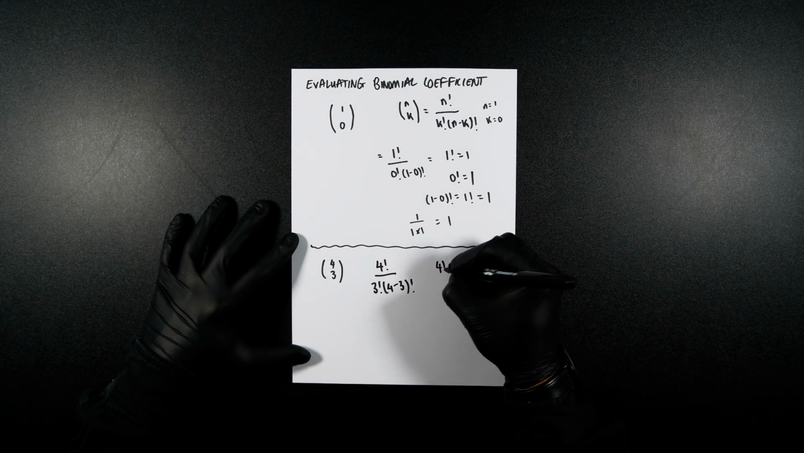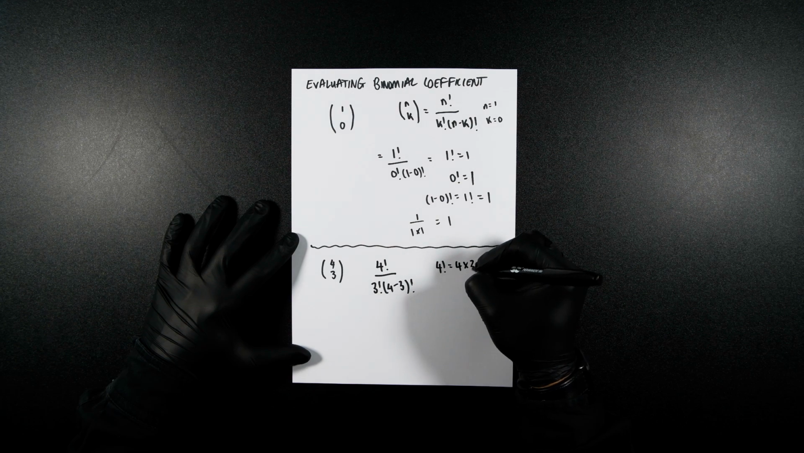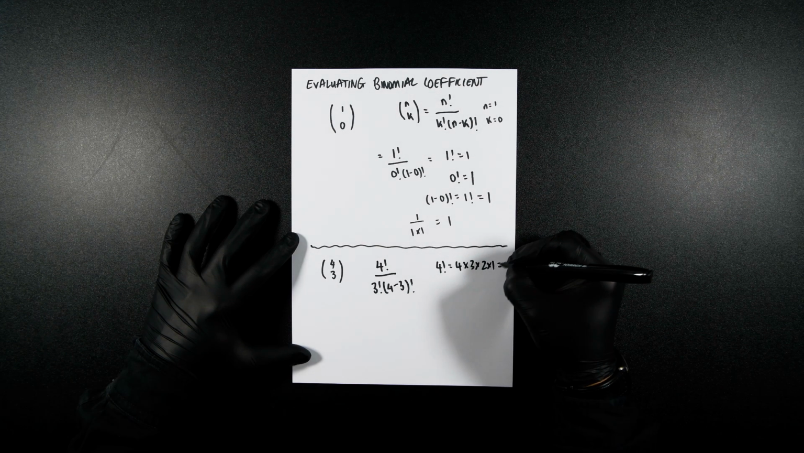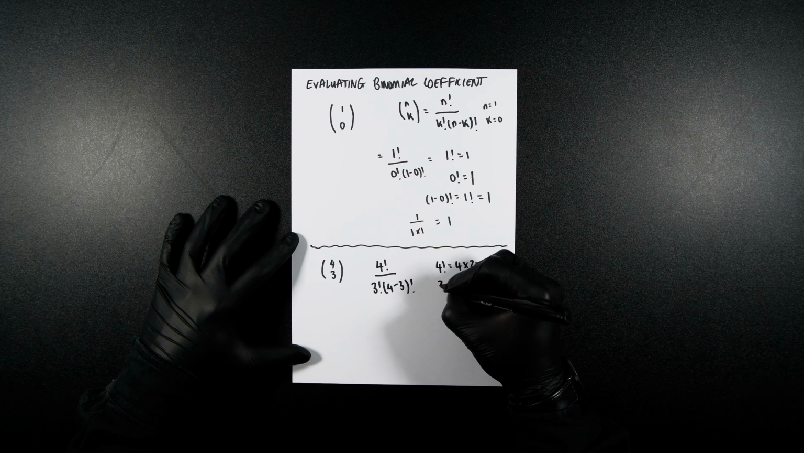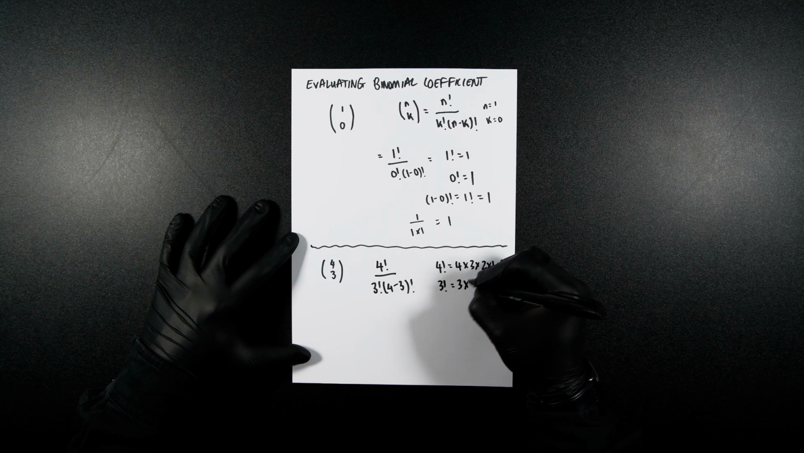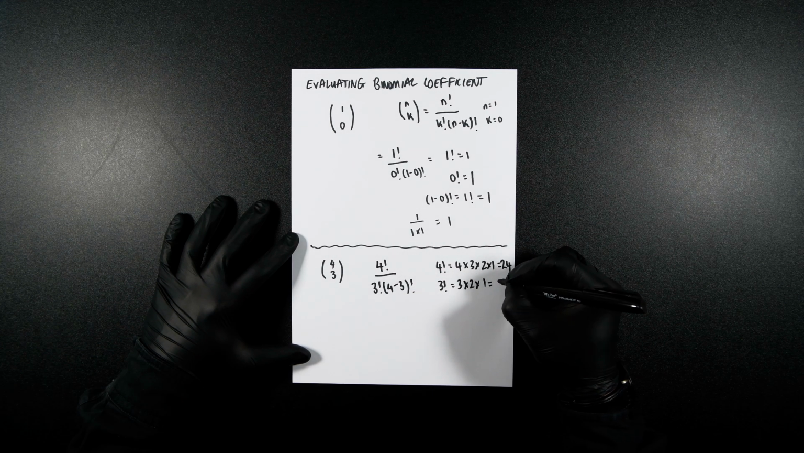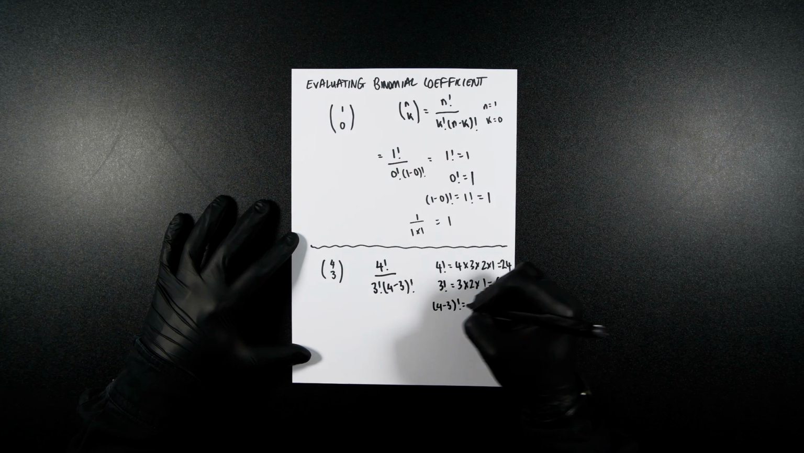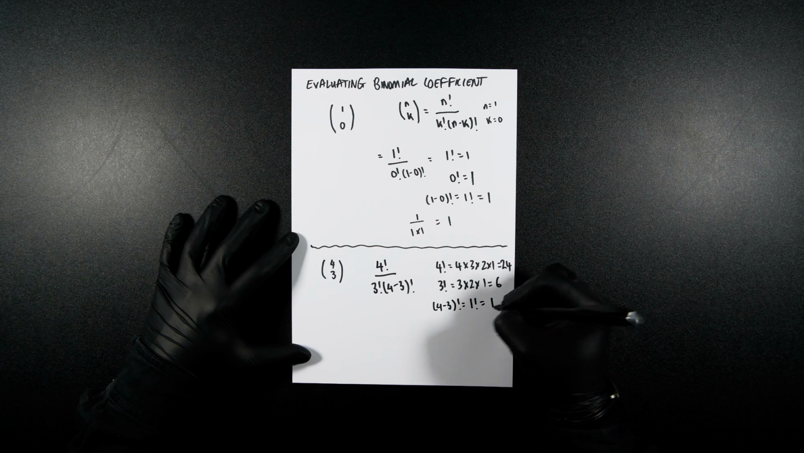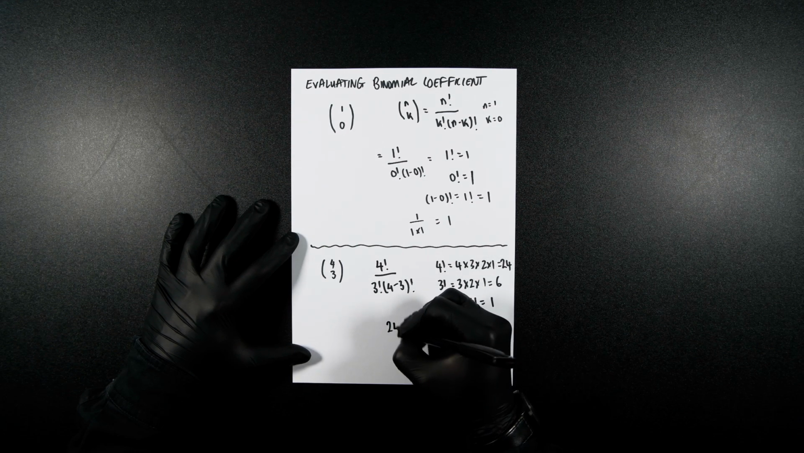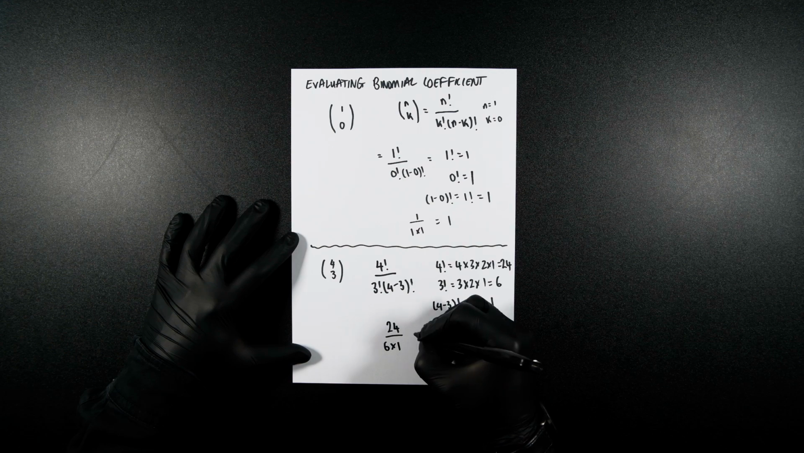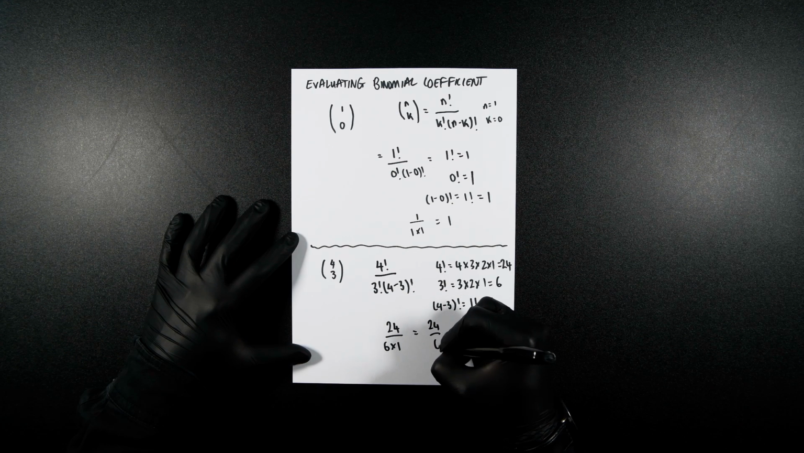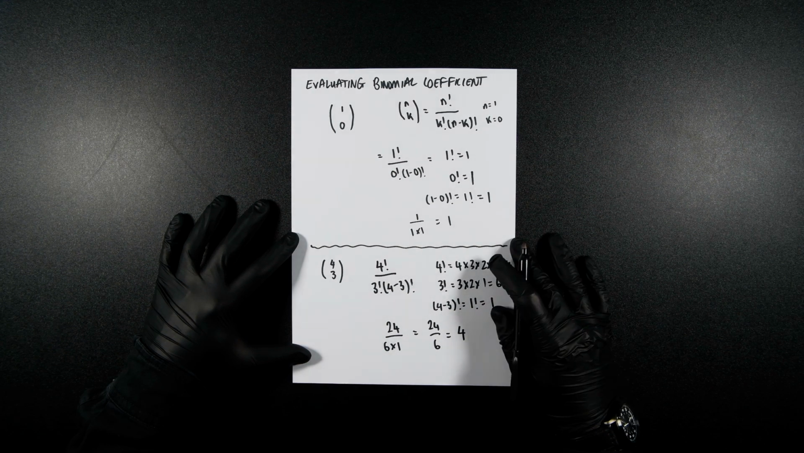So we know that 4 factorial is 4 times 3 times 2 times 1, which is 24. 3 factorial is 3 times 2 times 1, which is 6. And (4 minus 3) factorial is 1 factorial, which is 1. So you're going to get 24 over 6 times 1, which is 24 over 6, which equals 4.